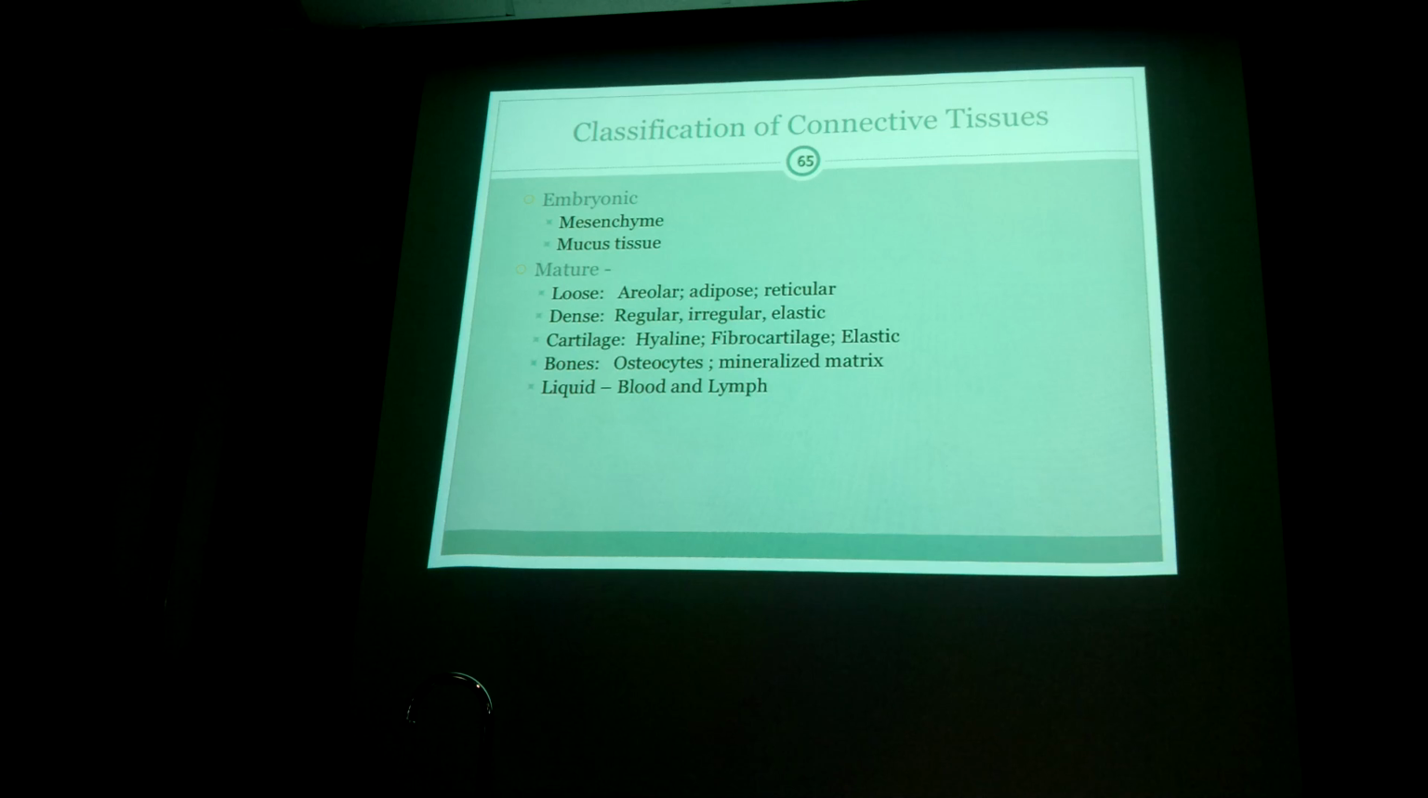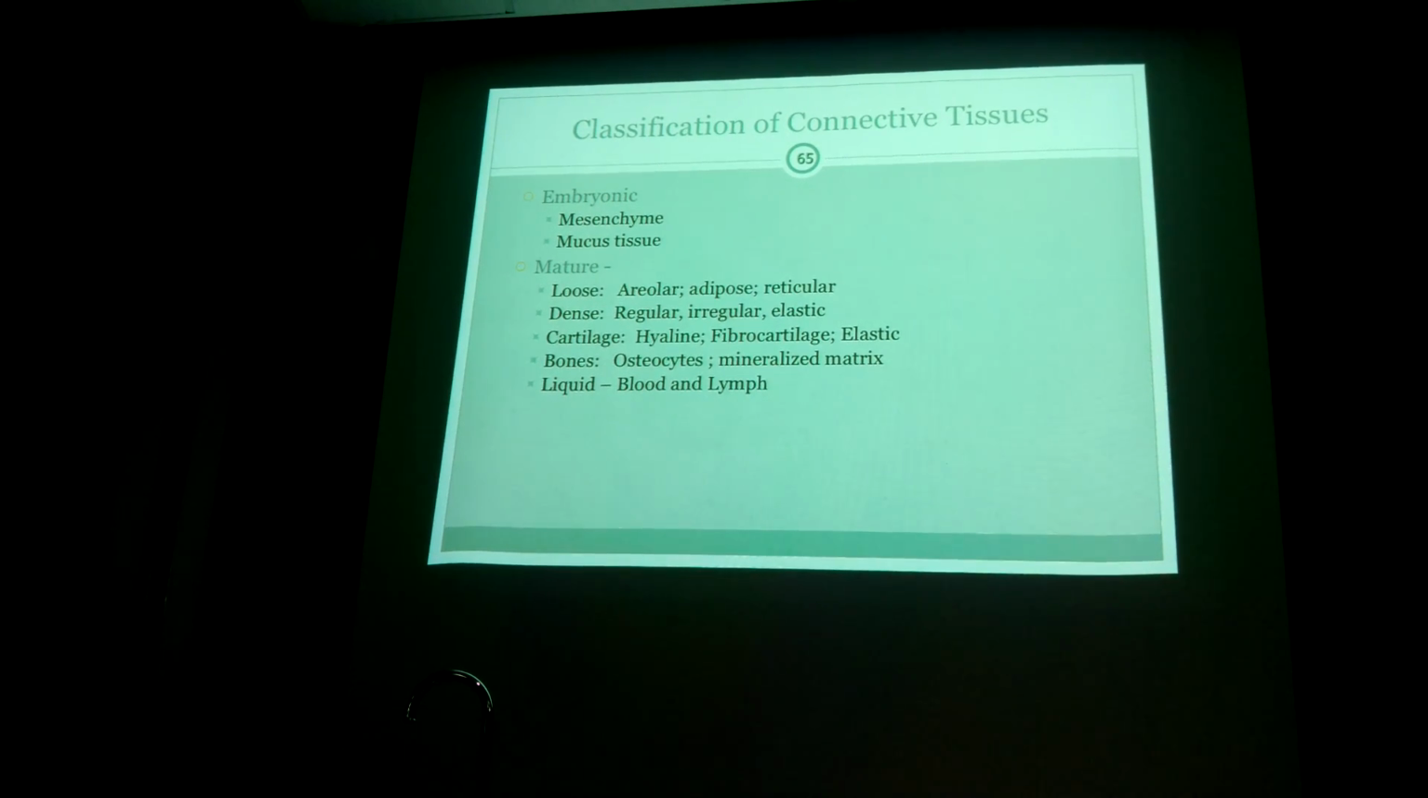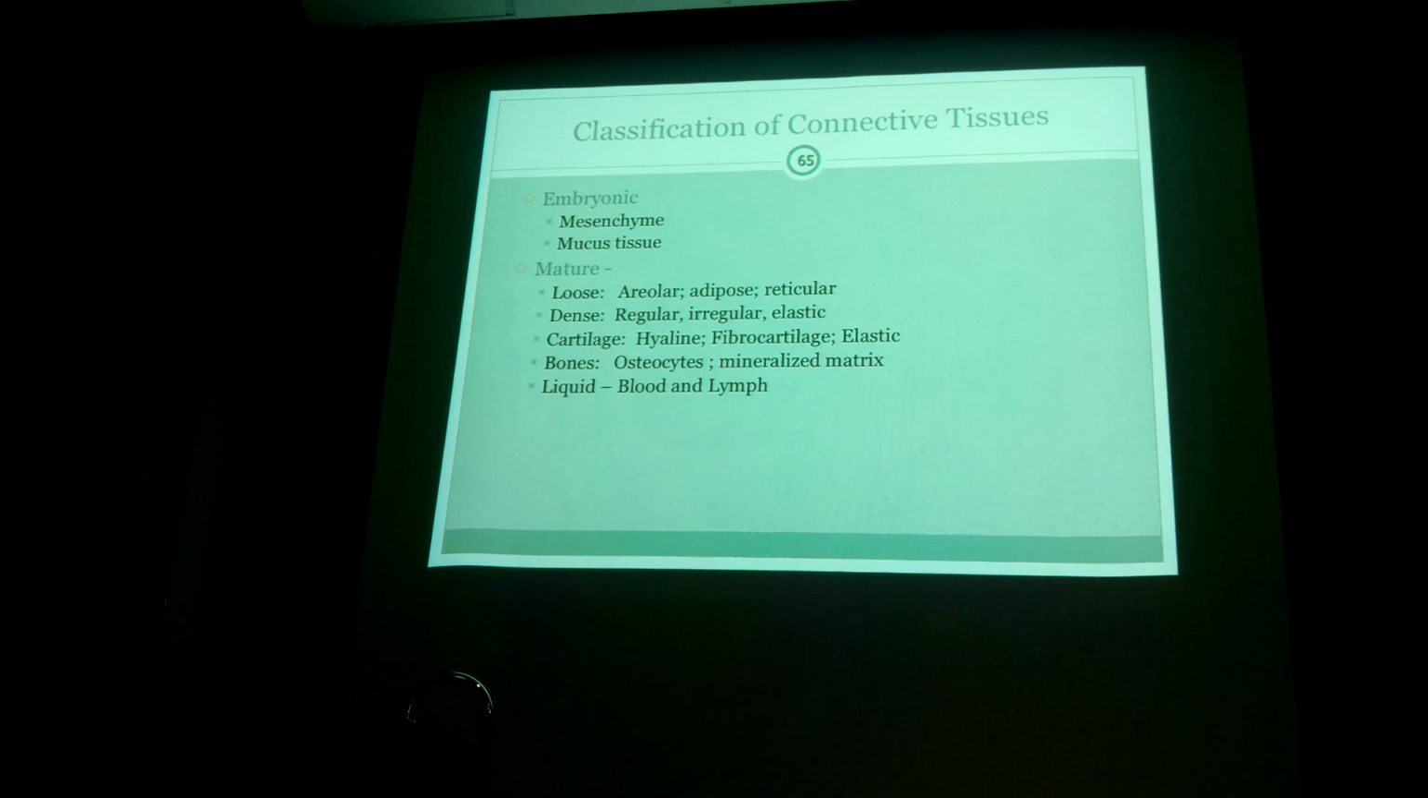This is a type of tissue that you only find in the embryo. I'm not an embryologist, so sometimes I venture off onto these little cliffs called embryology. Embryonic mucus tissue is a connective tissue we find around the embryo. We don't find that in an adult. Mucus tissue is different from the mucus that comes out of your nose, which is not connective tissue. I'm sure you understand that.